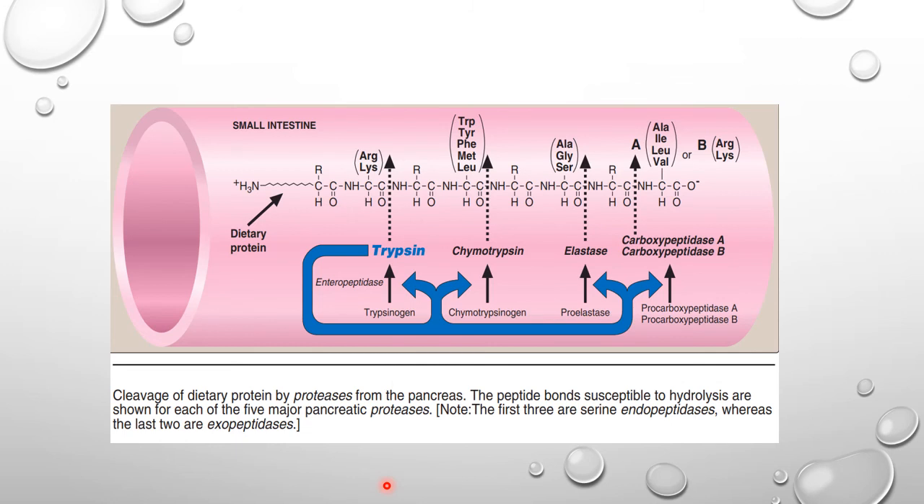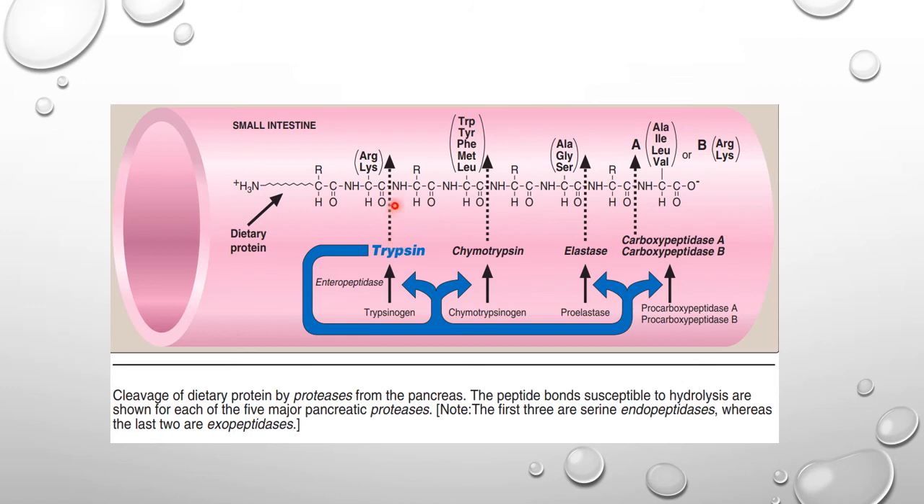So this figure is explaining cleavage or hydrolysis of dietary proteins with the help of proteolytic enzymes or proteases that are found in the pancreatic juice. The first three enzymes are endopeptidases like trypsin, chymotrypsin and elastase because these cut the proteins from within. And carboxypeptidase A and B are exopeptidases because these cut proteins from the terminus or the ends of the protein.